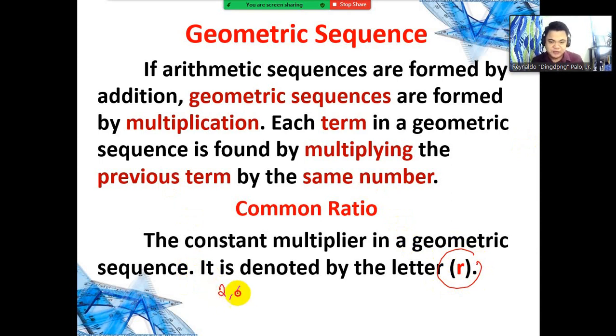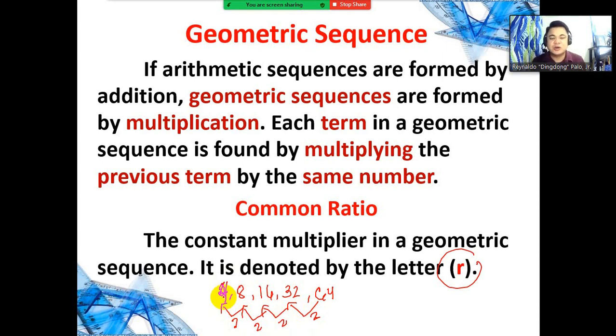Let's say, for example, we have the geometric sequence 2, 4, 8, 16, 32, and 64. So how are we going to get the common ratio? We can get the common ratio by dividing. Let's say, for example, 64 divided by 32 is 2, 32 divided by 16 is 2, 16 divided by 8 is 2, 8 divided by 4 is 2, 4 divided by 2 is 2. So if we're going to take note of this one, the common ratio is 2.